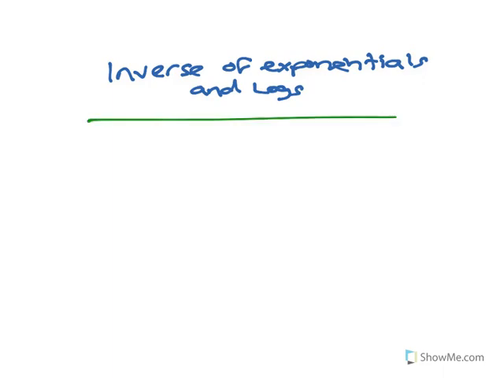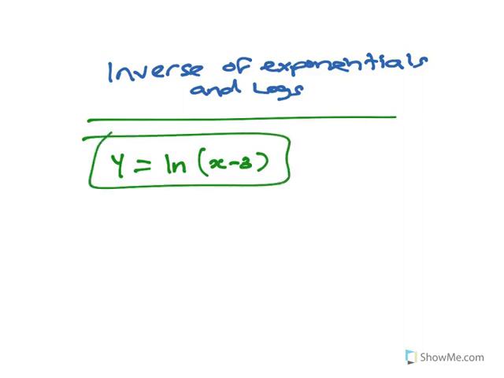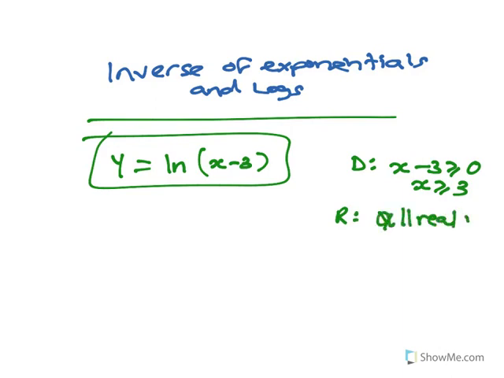Alright, so just looking at the inverse of exponential and log. Say we have y equals ln(x - 3). Now I just want to realise that you can't log a negative, so x - 3 must be greater than or equal to 0. So the domain would have to be x is greater than or equal to 3. Range is all real y.